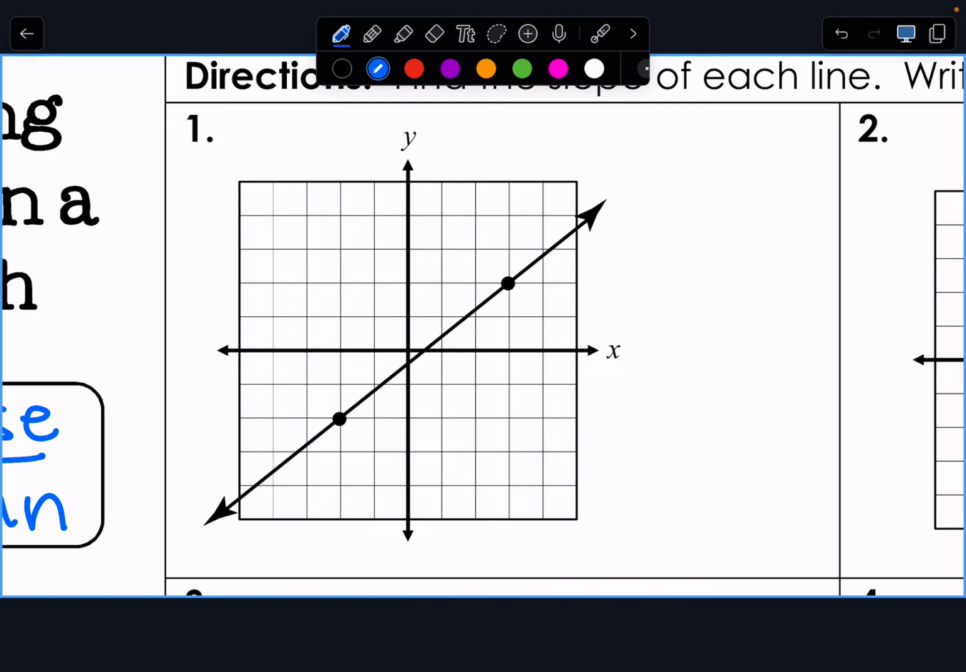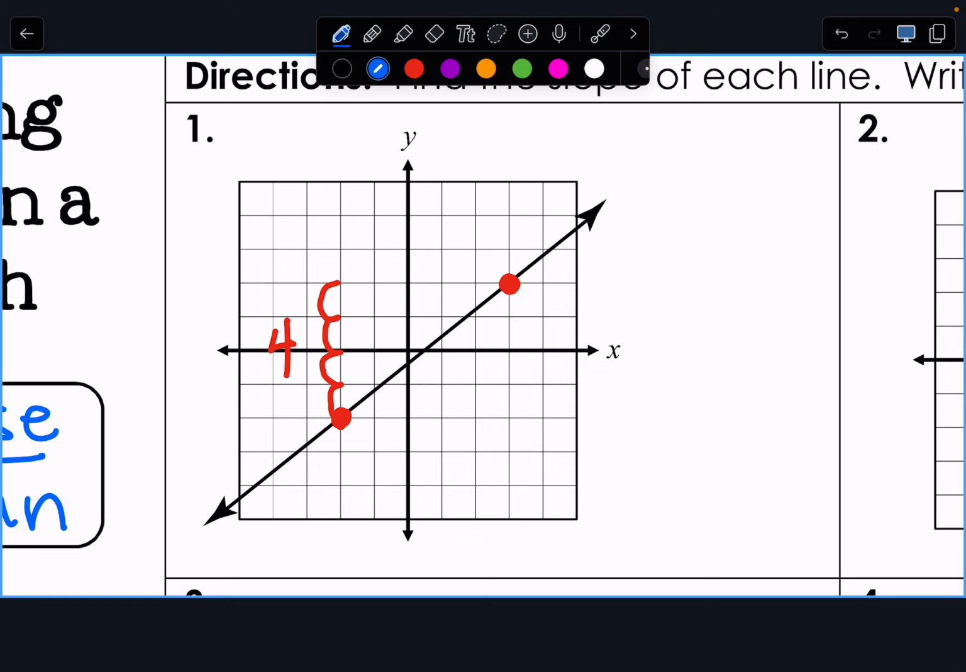We read from what direction? Left to right. So I'm going to highlight my 2 points, and we're always going to start with the one on the left. So we need to do rise over run. So we need to go up or down first. So we have positive slope, so we're going to go up, right? So how many do I need to count up before I'm in line with my next one? 4. So I rose 4.